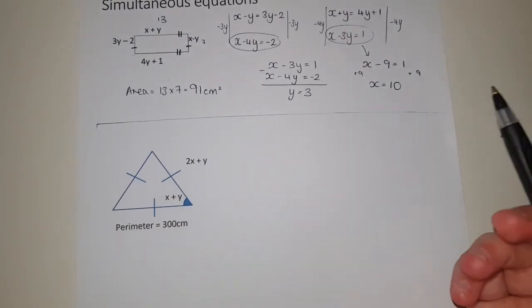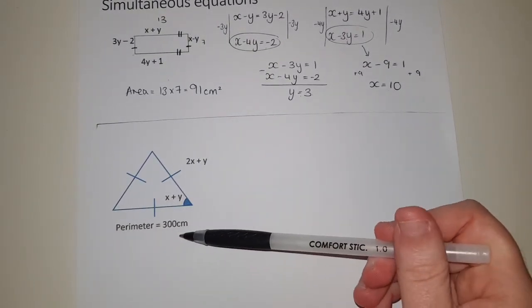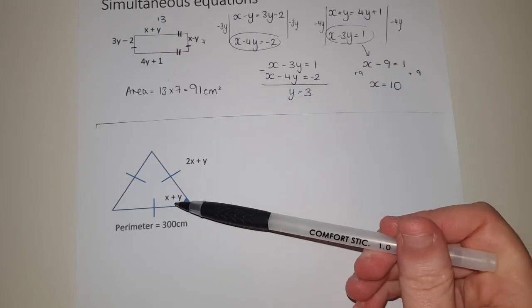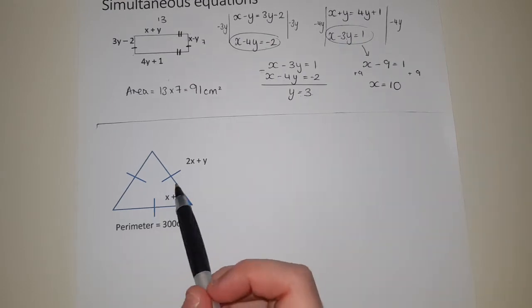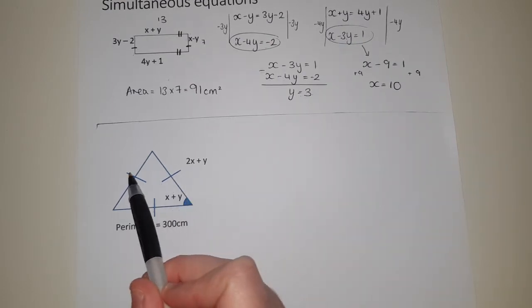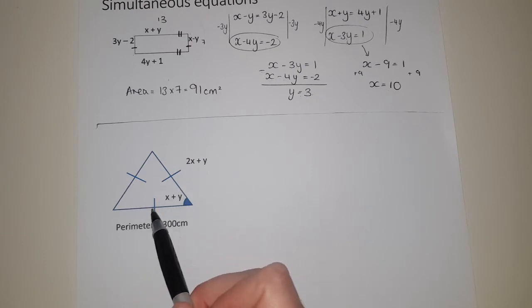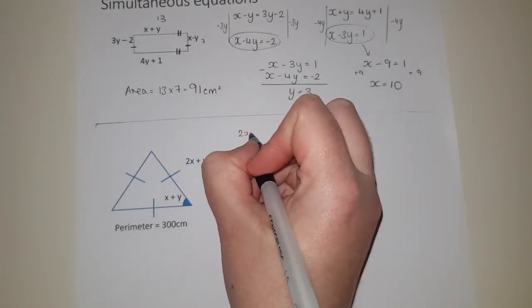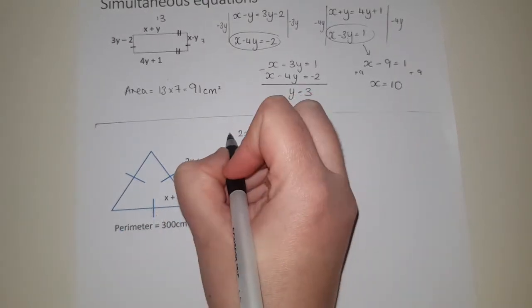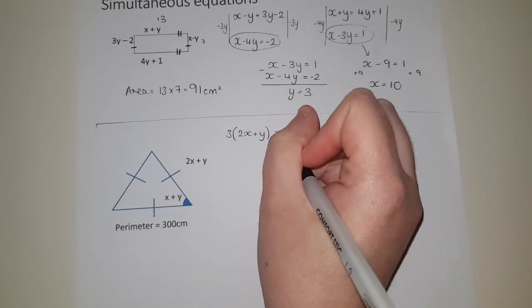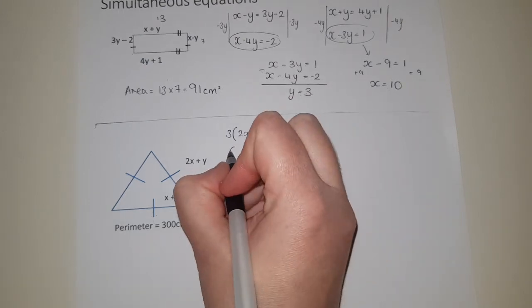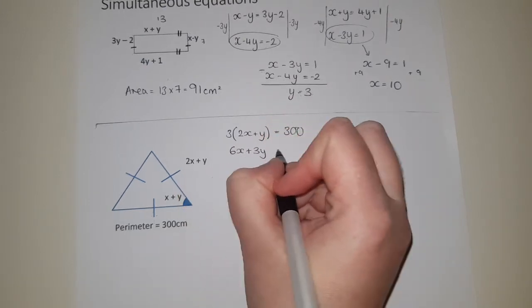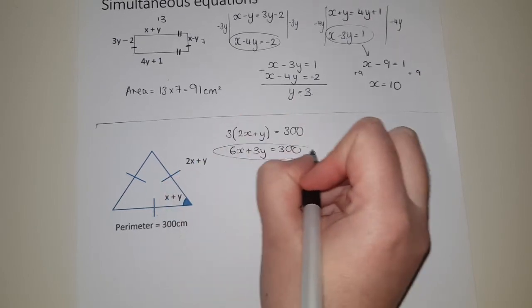If I look at the second one, they can also tie perimeters of shapes and angles inside shapes all in to create simultaneous equations. So what I've got is these 3 lines tell me that this is an equilateral triangle, which means these 3 sides have to be exactly the same. So I've got 2x plus y 3 times, so I'm just going to put a 3 in front, has to equal, and it tells you the perimeter is 300. Okay, so I've got 6x plus 3y equals 300. I've got one of my equations.